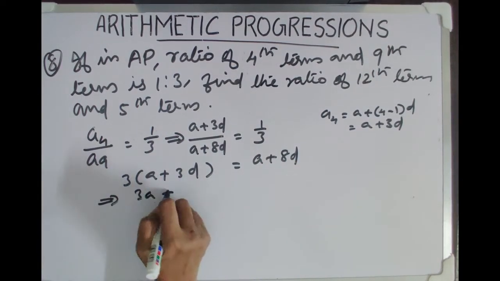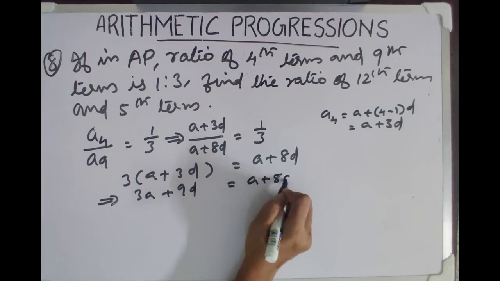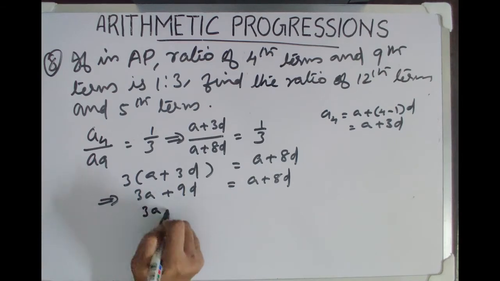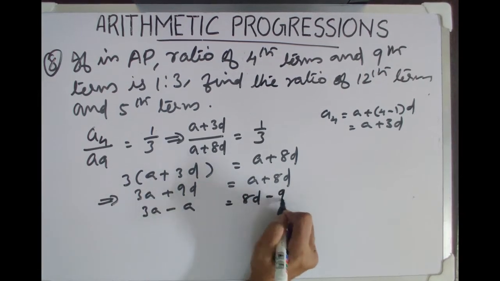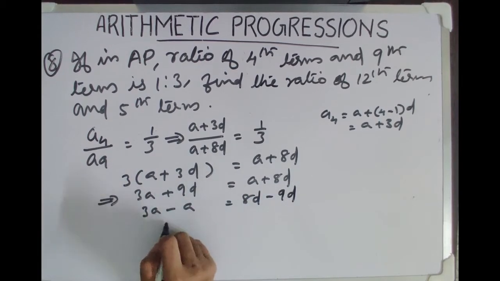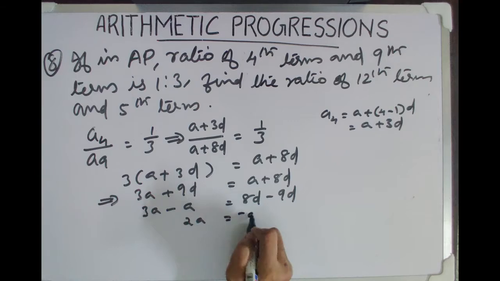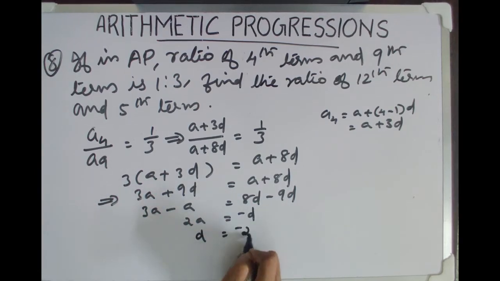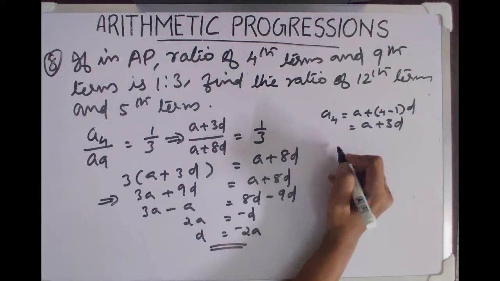This implies 3A plus 9D equal to A plus 8D. That is 3A minus A equal to 8D minus 9D. That is 2A equal to minus D. That is D equal to minus 2A. We have to find the ratio of the 12th term and 5th term.